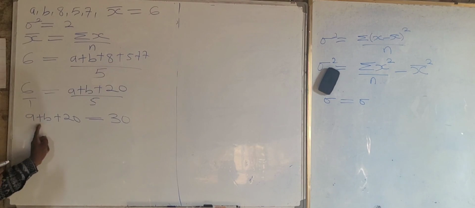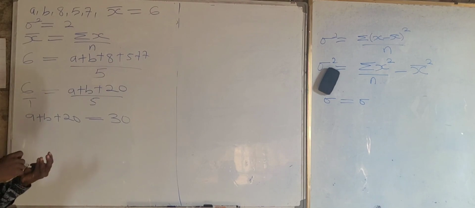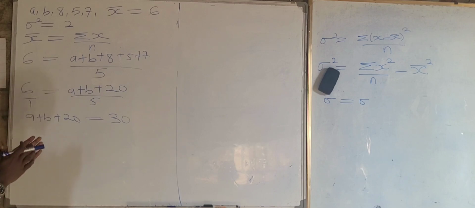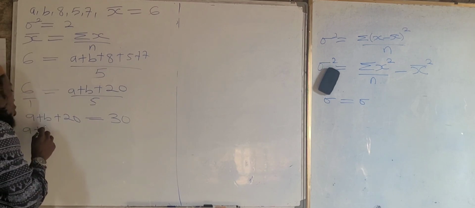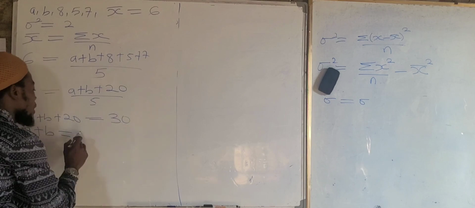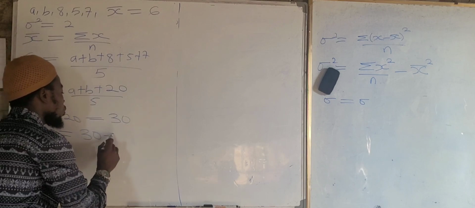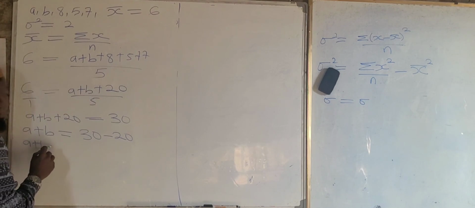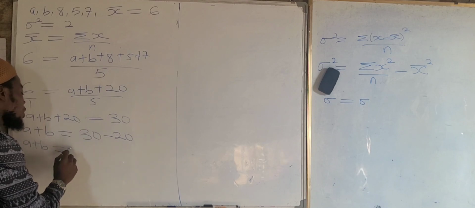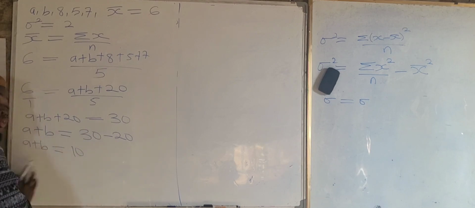But here we have two unknowns, right? Yes, sir. Now you can decide to make one of them the subject here. So which one do you want us to make the subject? A, right? First, let me simplify this for you. A plus B is now equal to 30 minus 20, right? Yes, sir. And 30 minus 20, what is that? 10.